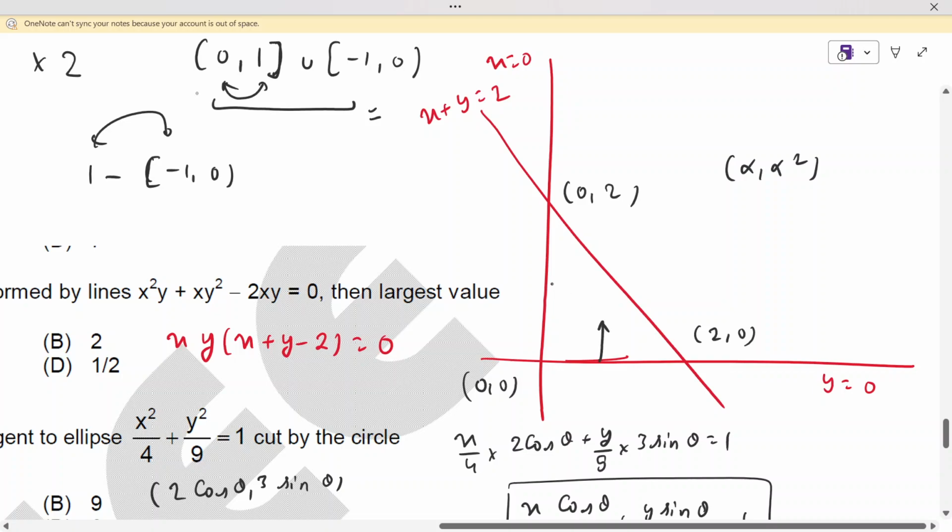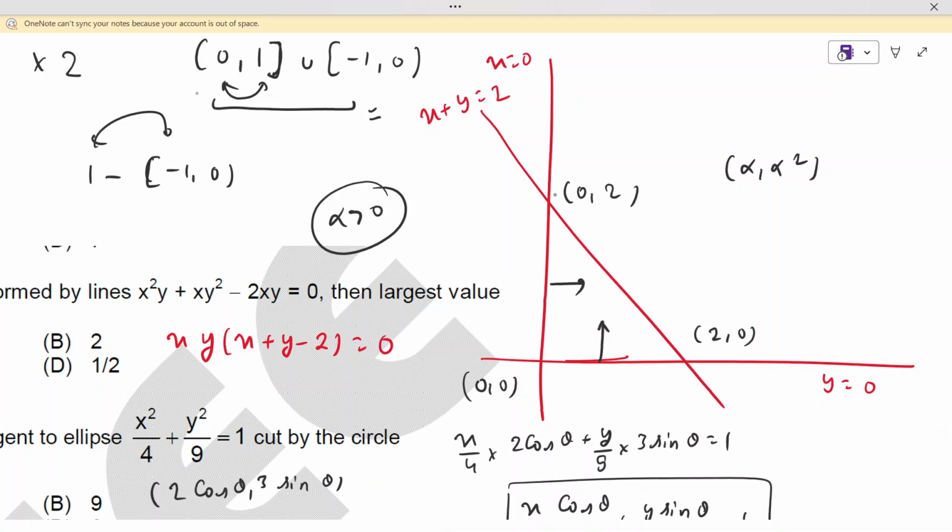So first thing, it should be in the first quadrant, right? So alpha should be positive. Clear? Then alpha is positive, so of course it will go this side or this side only, right? Now it should be below this line, isn't it? So for this I will write alpha square, and it can also lie on this line as well. So alpha square plus alpha minus 2 should be less than or equal to 0.